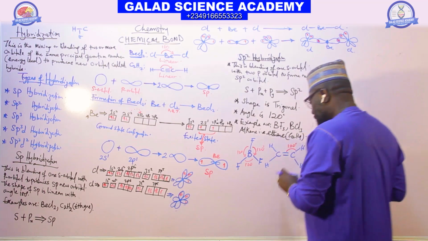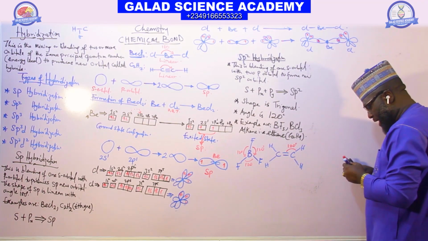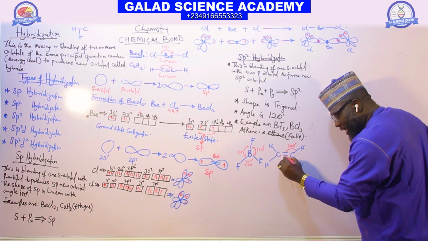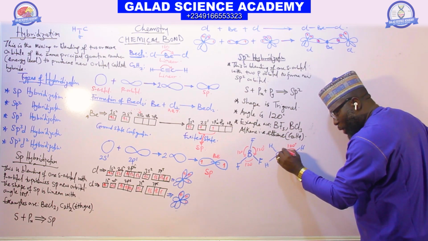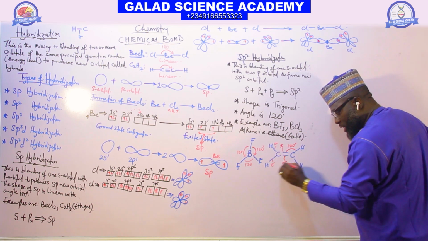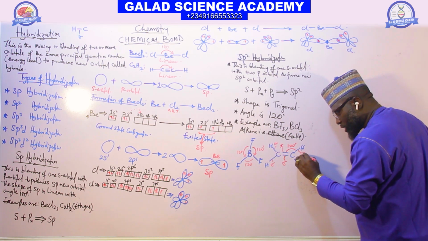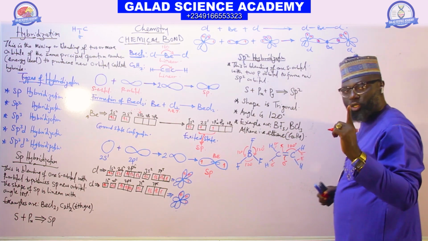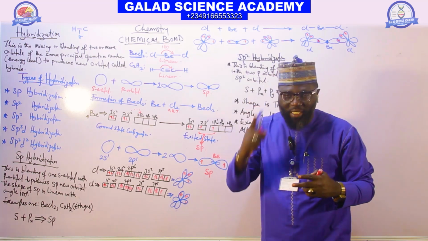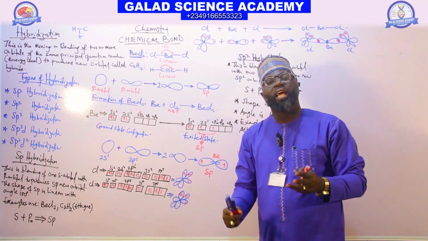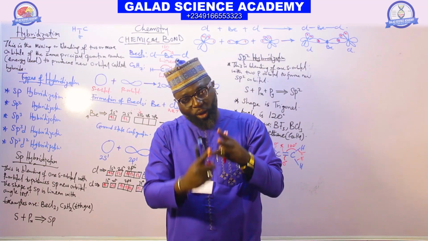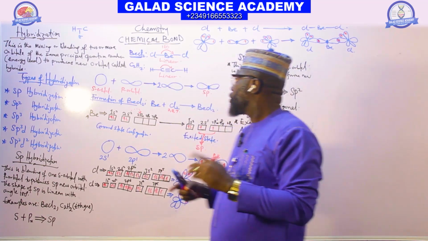Take for instance this compound here: how many pi bonds do we have? This first bond here is sigma. The one up here is pi. This one is sigma, this one is sigma, this one is sigma. Sigma is a single bond. A molecule that has two bonds must have one sigma and one pi bond. A molecule that has a triple bond must have one sigma bond, and the remaining two are pi.